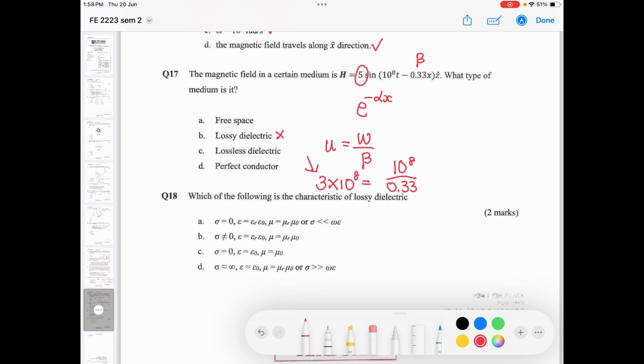So this is 3.03 times 10 power 6. So it shouldn't be a free space, and it is not a conductor also. Okay, not a conductor. So the answer is lossless. It's a lossless.